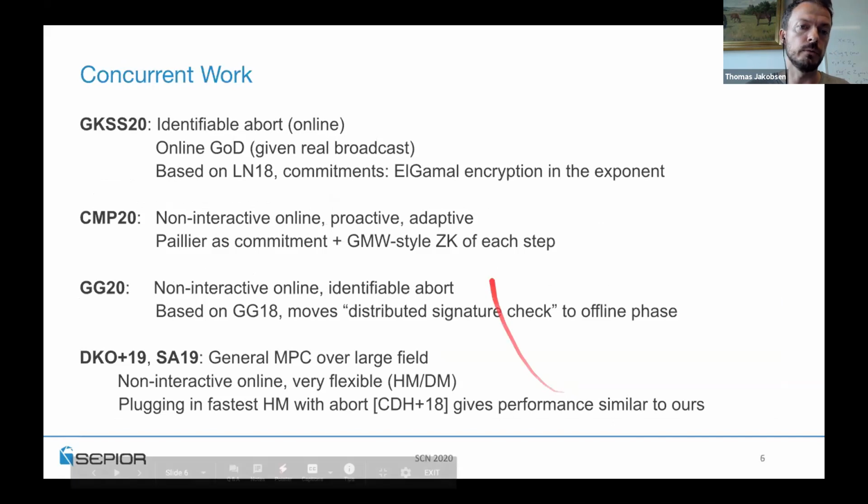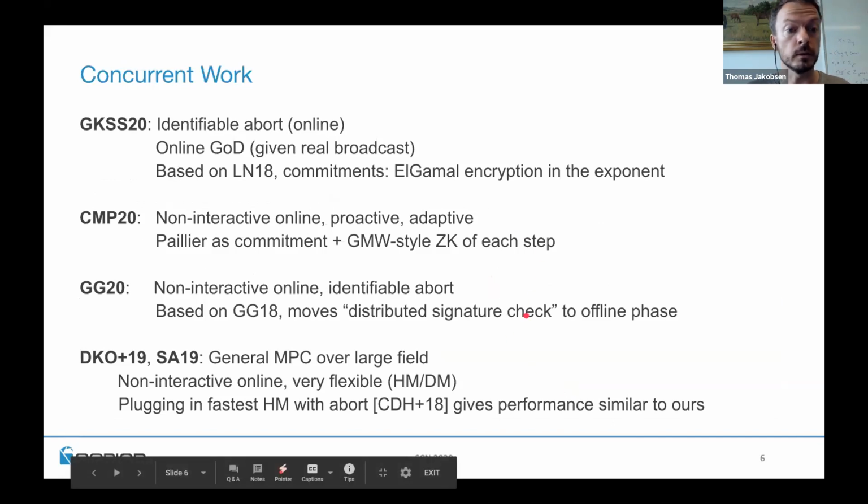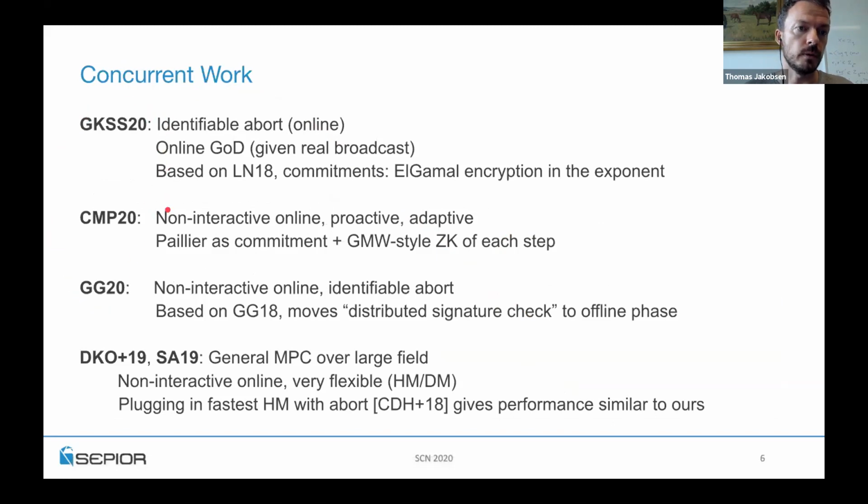So finally, I just want to mention that we are not the only ones thinking about these issues. In fact, there have been several recent results on ePrint and elsewhere. In these cases, it's for dishonest majority, and they add new properties of identifiable abort and non-interactive online. There have also been some cool results showing that doing ECDSA using general MPC is actually not as inefficient as people believed just a few years ago.